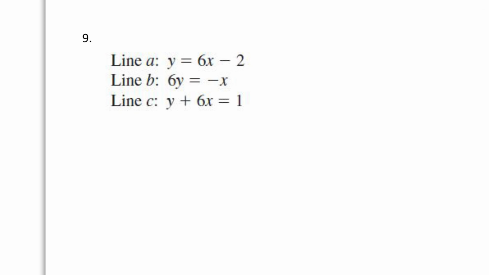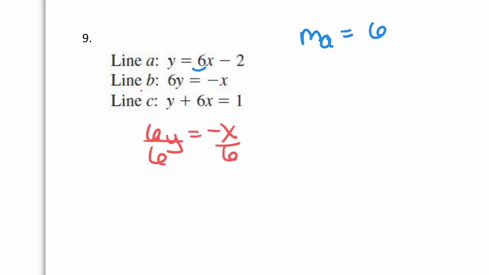So this is the same thing. Determine which ones are parallel, perpendicular, or any of them, if any of that relationships exist. So for line A, my slope is already given and it's 6. Line B, I need to rearrange it: 6y equals negative x. I need to divide both sides by 6, and I get y is equal to negative 1 over 6x. So the slope of line B is negative 1 over 6.